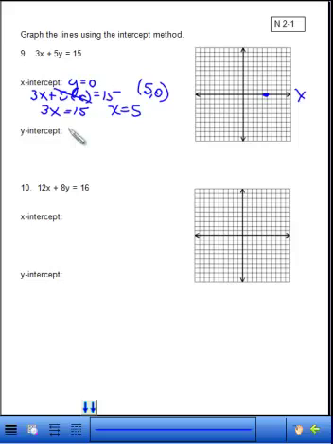And then for the y-intercept, you always remember x equals 0, because no matter where you are on the y-axis, you have (0, 2), (0, 10), (0, negative 5). The x value is always 0. So now we put 0 in for x. 3 times 0 plus 5y equals 15. Anything times 0 is 0. So 5y equals 15 or y equals 3. And so the point is (0, 3).